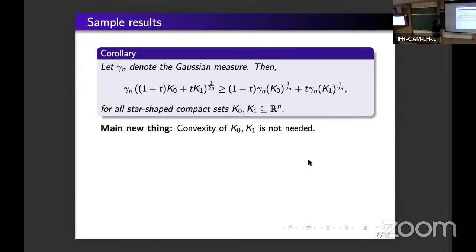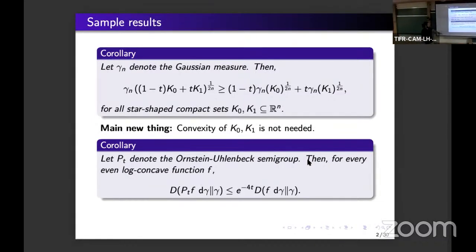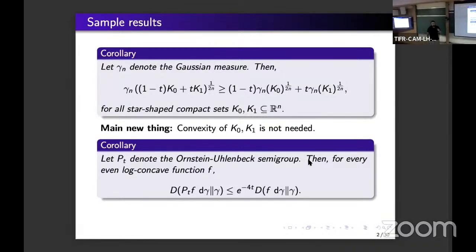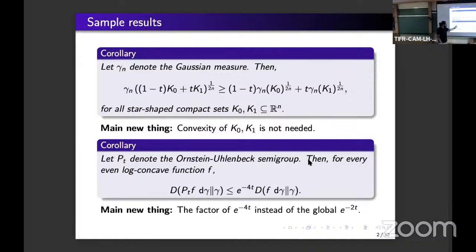And then the second thing is, if you look at the Ornstein-Uhlenbeck semigroups, then we get some bounds for convergence of even log-concave initial data. So this is something else, and we'll define all these things as they come. And the main thing over here is that we can do this if we restrict to even log-concave functions. We can do this with a better convergence rate than the usual one. So these are the two types of results that I want to talk about today.